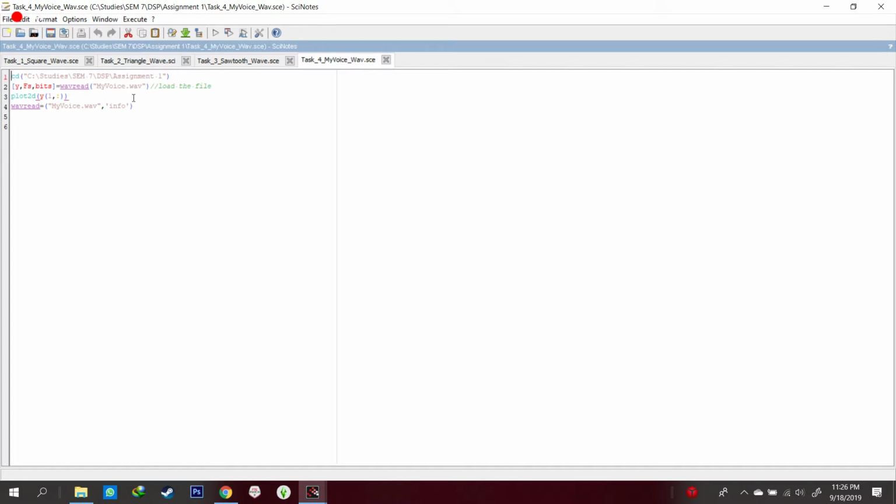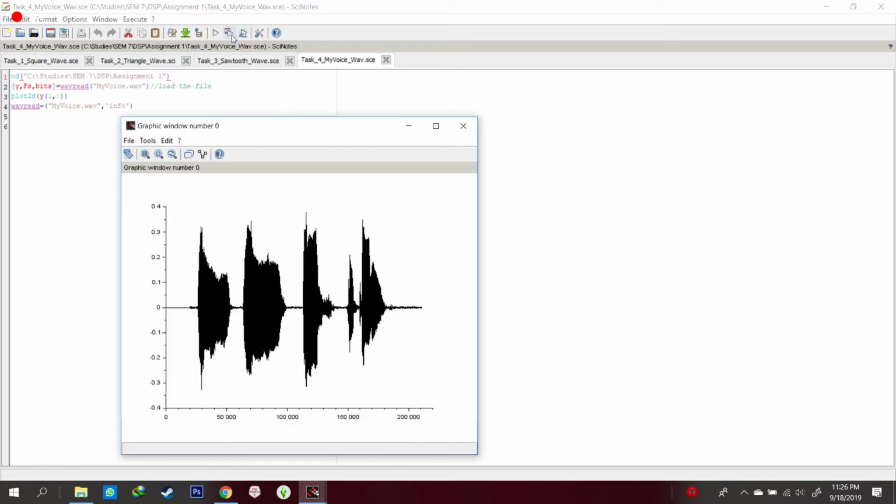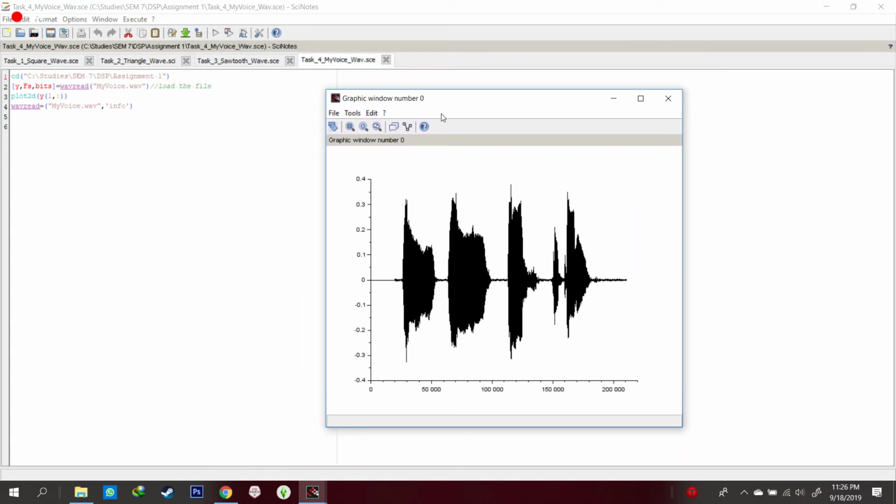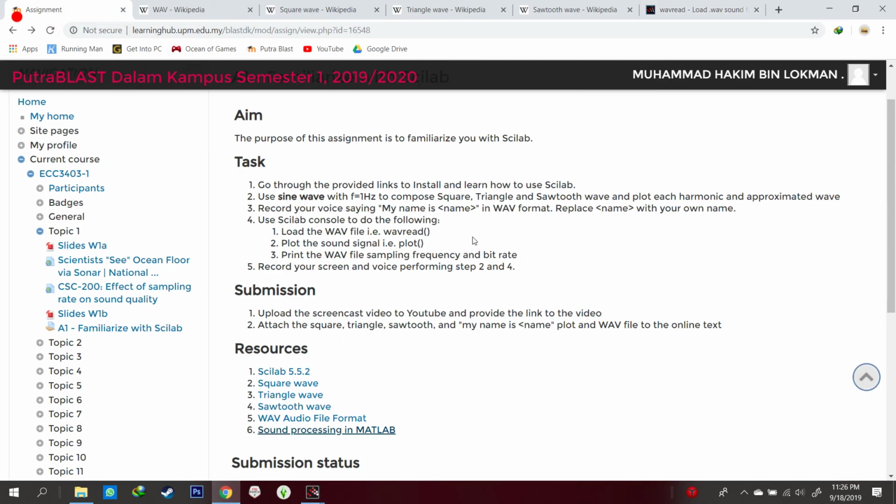This line will load my file, and I'm going to plot my voice. This is actually the graph of my voice. That's how we load the wave file in Scilab. That's all from me. We have actually fulfilled all the tasks. Thank you.